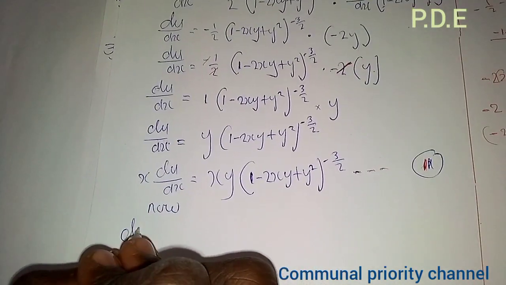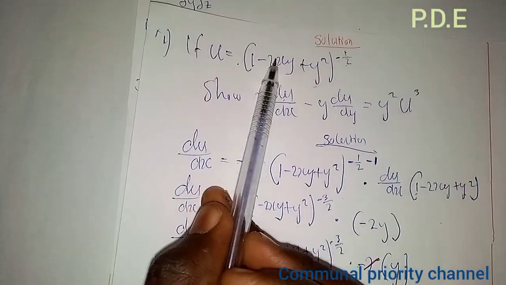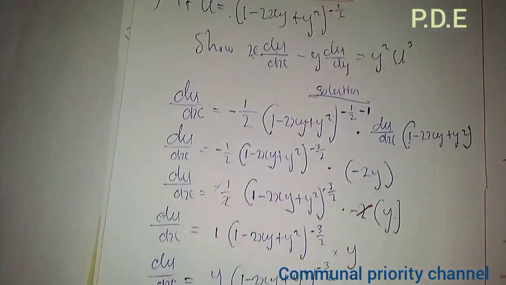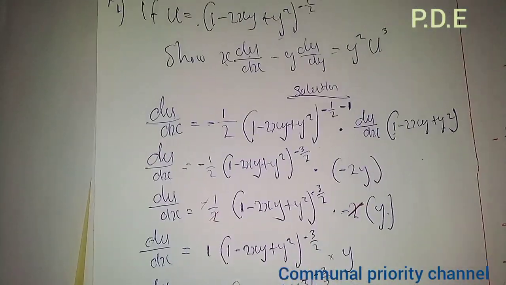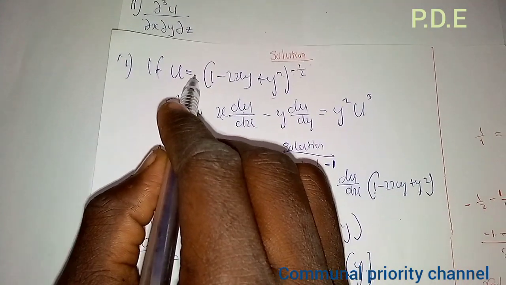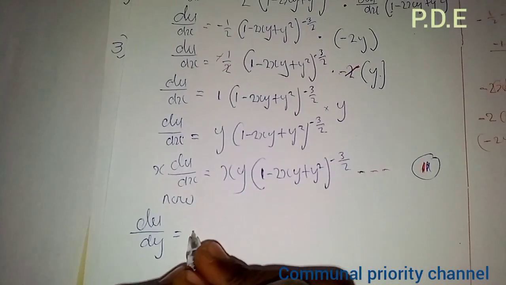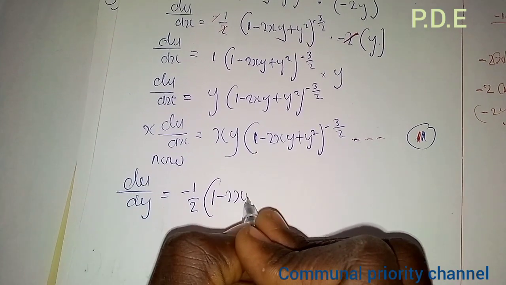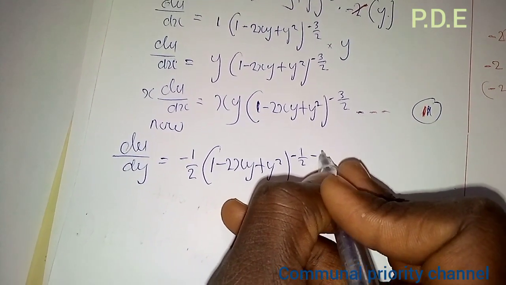Now, du over dy. We will differentiate this equation in respect to what? In respect to y. Since we have done differentiating in respect to x, now we'll differentiate it in respect to y. So this will be equal to, as we did before, first of all, the power will multiply the coefficient. Our coefficient is 1, and our power is minus 1 all over 2. So this will be minus 1 all over 2, multiply the whole bracket, which is 1 minus 2xy plus y square, to the power of minus 1 over 2 minus 1.